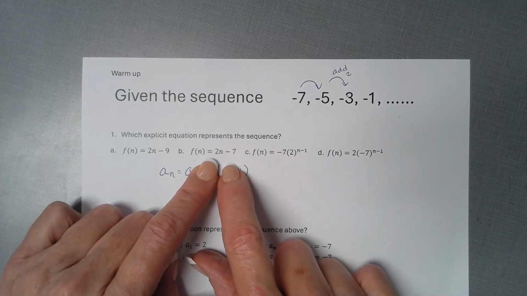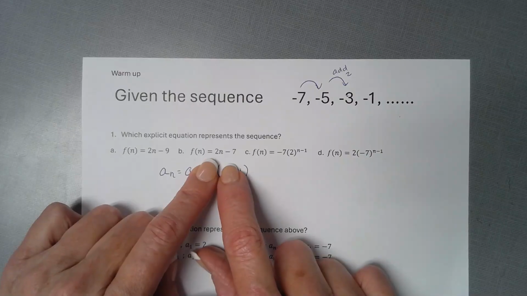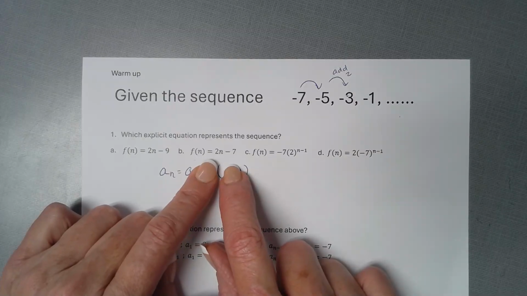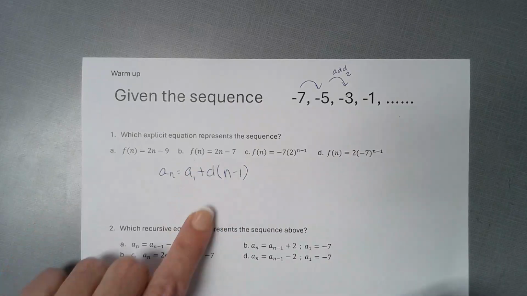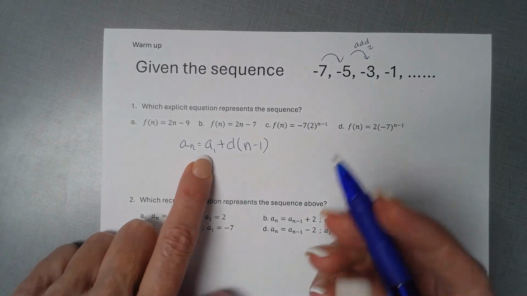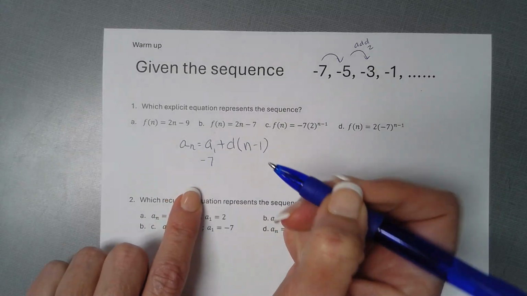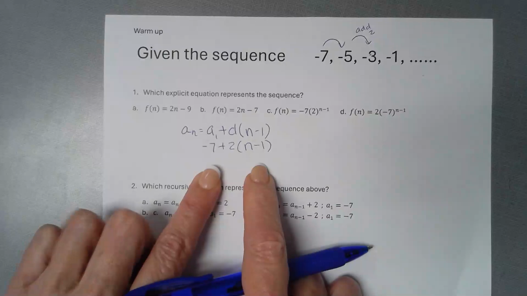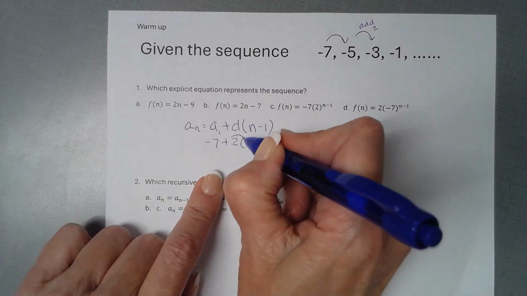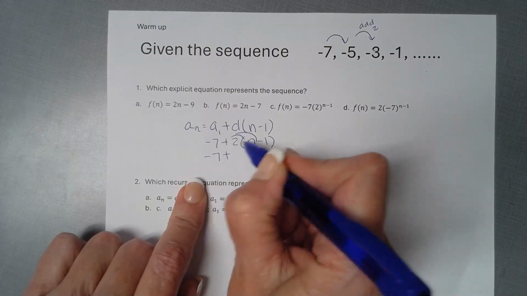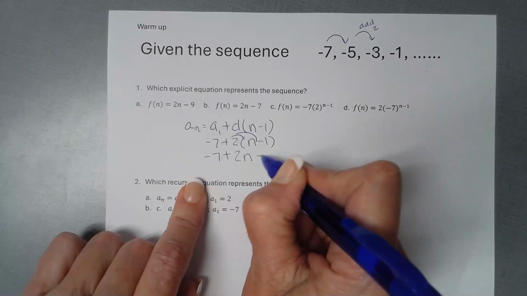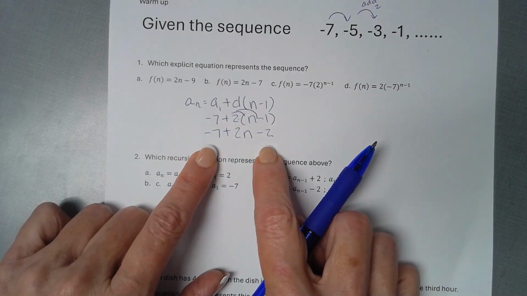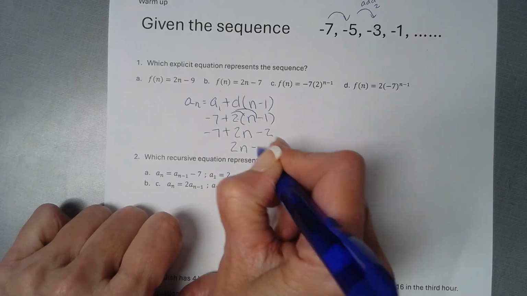That's why I keep putting these problems on there. B is not the correct answer. On a standardized test, this choice is going to be there to get you to pick it. It's wrong. Okay, we need to plug into this. So the first term is -7. The common difference is a +2. And y'all, we've got to simplify this. So I need to distribute. So I bring down the -7. 2 times n is 2n. 2 times -1 is -2. And y'all, then I combine like terms. So I get 2n minus 9.